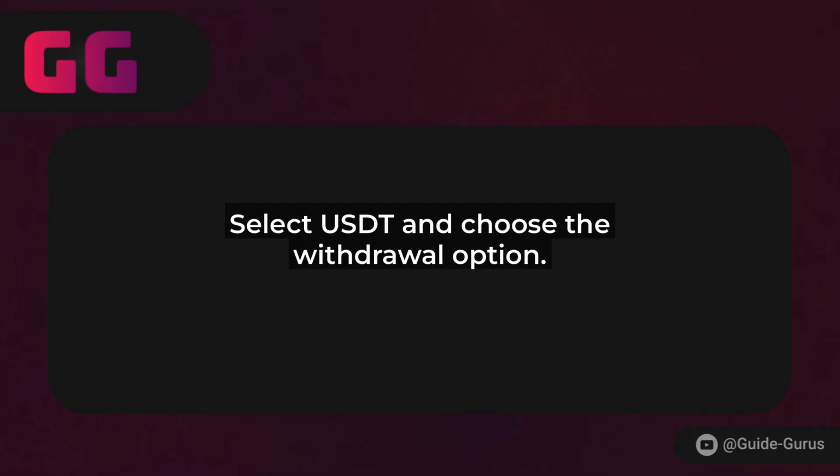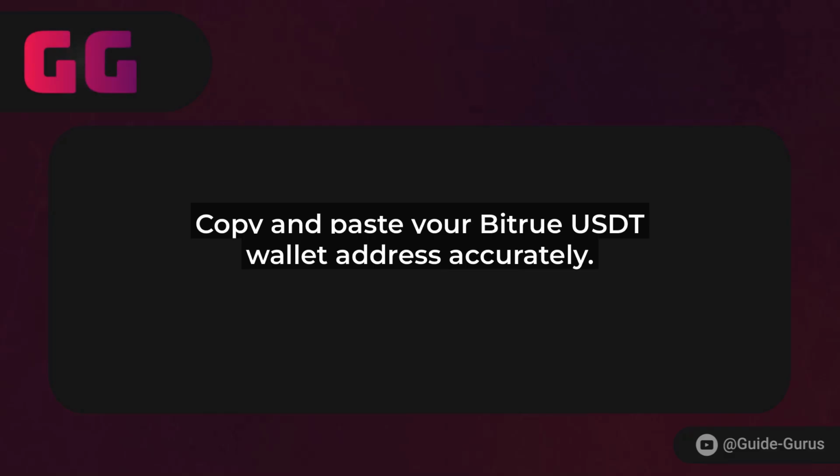Next, you'll need to enter the recipient's wallet address. Double-check that you're pasting the correct Bitrue wallet address for USDT. Crypto transactions are irreversible, so accuracy is key. You can find your Bitrue wallet address by logging into Bitrue, going to your wallet, and copying the USDT address. Make sure it's the right network, like TRC20 or ERC20, depending on what Bitrue supports.